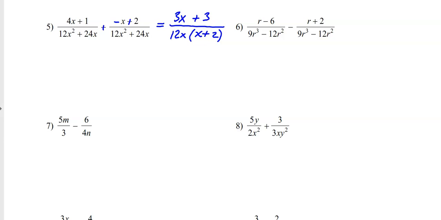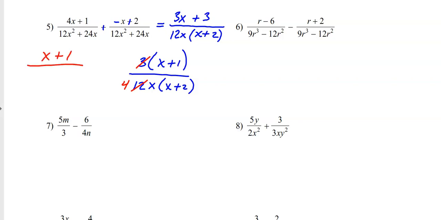And let's see what we can do on top here. I can pull out a 3, and that'll be x plus 1. On the bottom, I have 12x times x plus 2. And those 3 and 12 can be whittled down. The 3 goes into itself once, 12, that would be 4. So I don't think that I can really do much else with that. I'm going to multiply it out just to see. So I'm going to have x plus 1 over, let me see, this would be 4x.